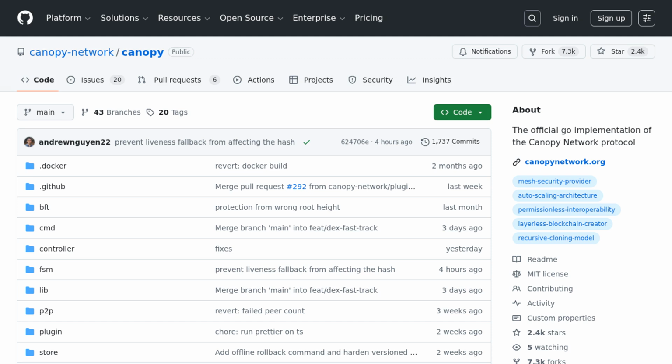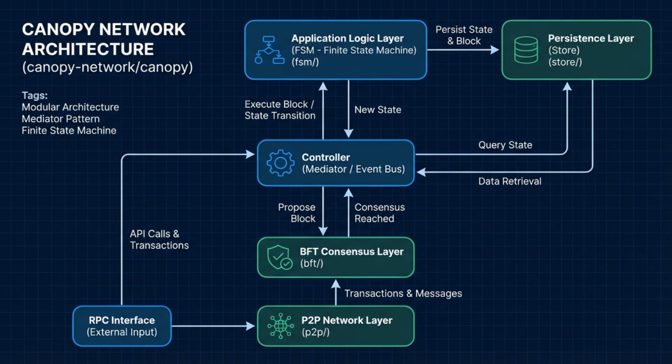It's called Canopy, and it's the official Go implementation of the canopy-network protocol from the Canopy-network organization. It's designed to be a peer-to-peer launchpad for creating new blockchains. The momentum behind it is pretty significant. The project has accumulated over 2,300 stars, with almost 700 of those coming in just a single day. What's even more telling is the fork count. It's over 7,300. This high number suggests a lot of developer engagement, likely tied to its early network phases, which are currently in betanet. So, what problem is Canopy trying to solve?